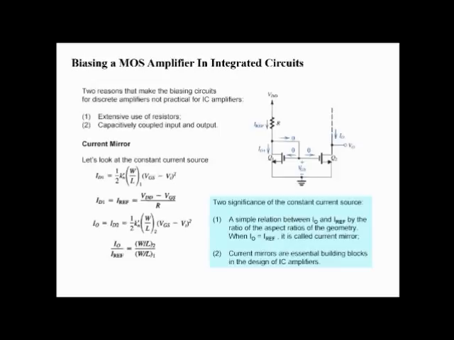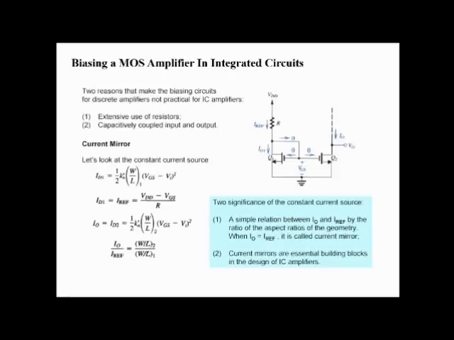Now there are certain formulas of the current mirror circuit. ID1, the current flowing in the first MOSFET, is half K n dash W by L times (VGS minus VT) whole square, and this ID1 equals I reference, that is (VDD minus VGS) by R. Similarly, I output will be ID2, and if you calculate the ratio, it will be the ratio of W by L2 and W by L1. So the significance of a constant current source is a simple relationship of I output and I reference by the ratio of the geometry.